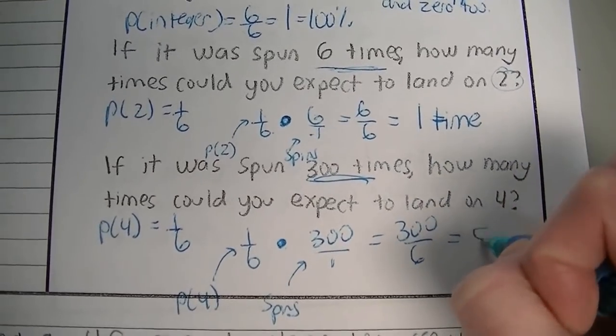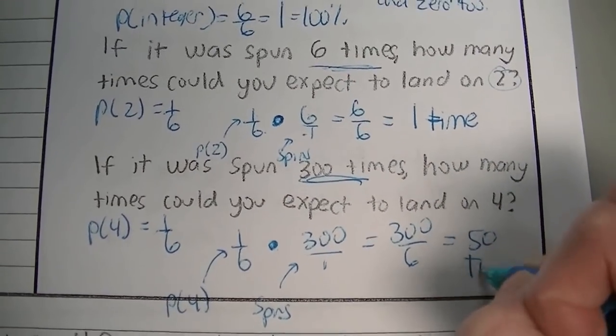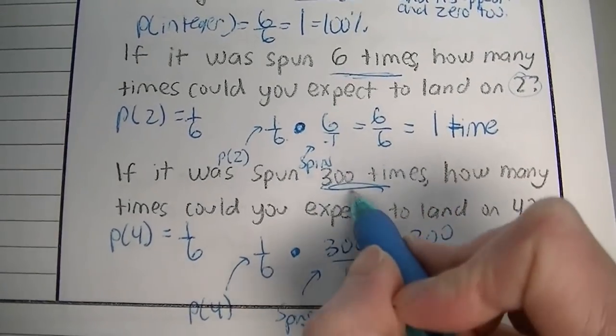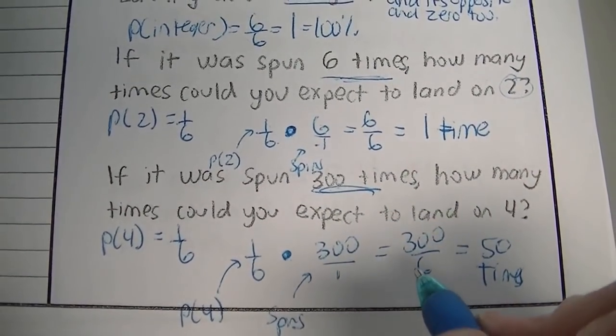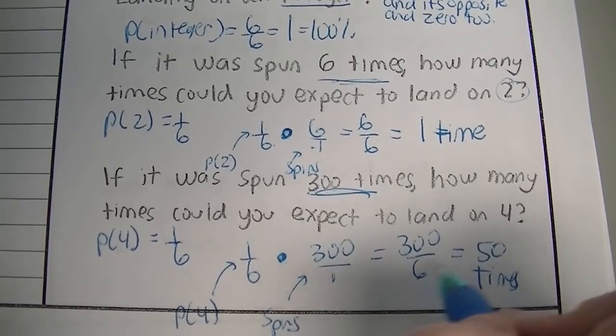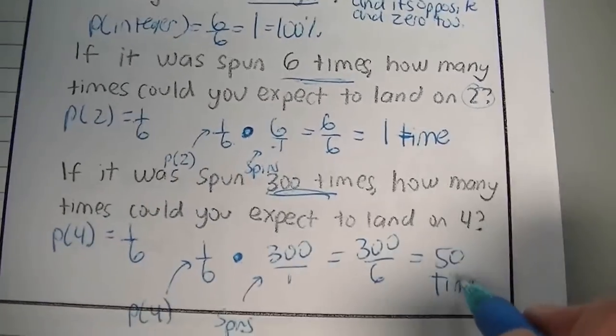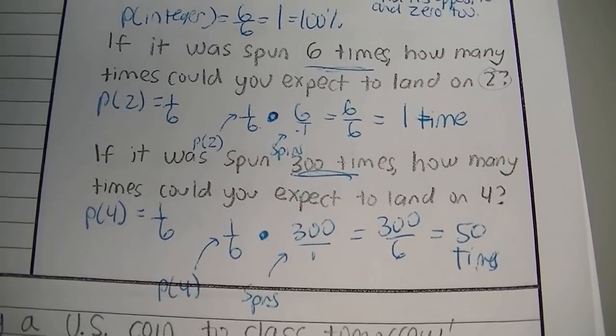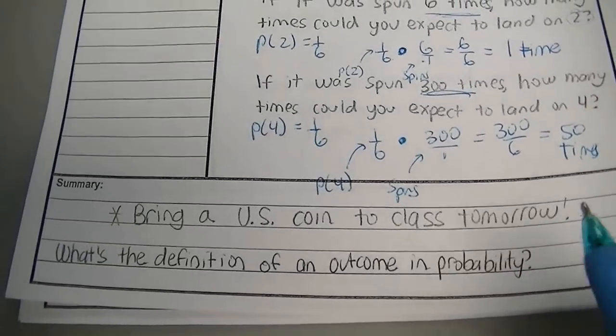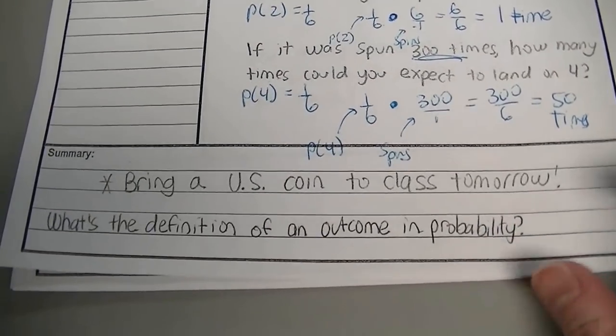Don't put 50% or anything weird like that. It's 50 times. See, it's asking if you spun this many times, how many times would you expect to land on 4? How many times? 50 times, okay?